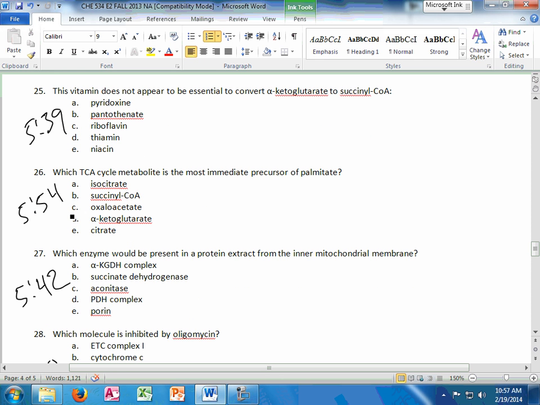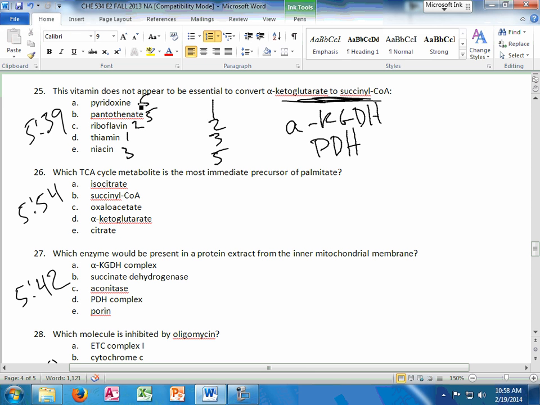This vitamin does not appear to be essential to alpha-ketoglutarate dehydrogenase. Remember, alpha-ketoglutarate dehydrogenase is very similar to the PDH complex, and for that you need vitamin 1, 2, 3, and 5. So let's see, we have 1, 2, 3, 5, 6. So that's the answer.